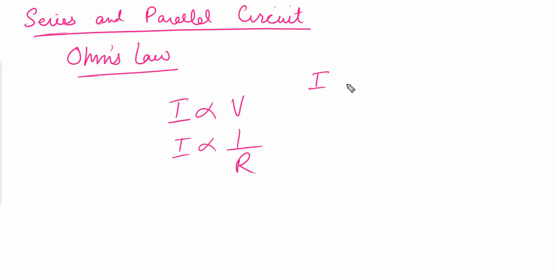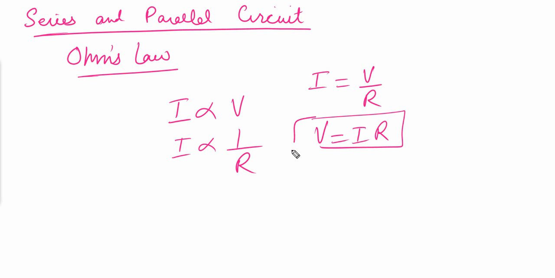So Ohm's law becomes I equals V over R, or in simple terms we can say V equals IR, where V is the voltage or the potential difference, I is the current, and R is the resistance. So this is what Ohm's law is all about. V equals IR, and this is a relationship between the potential difference, current, and the resistance.